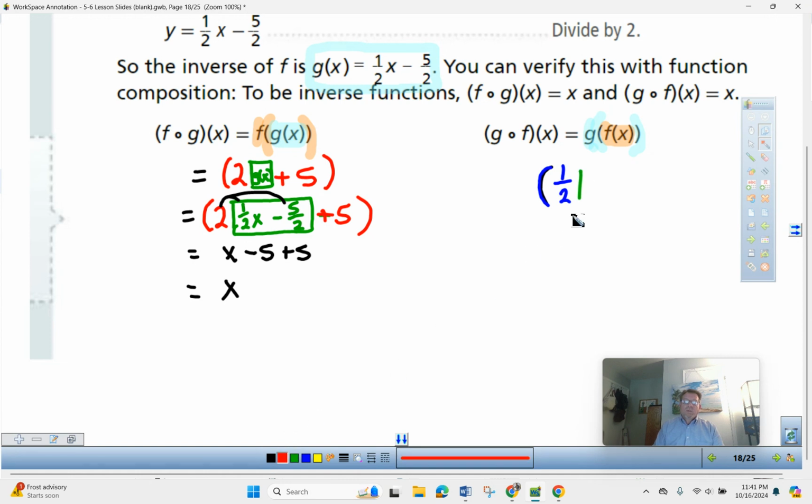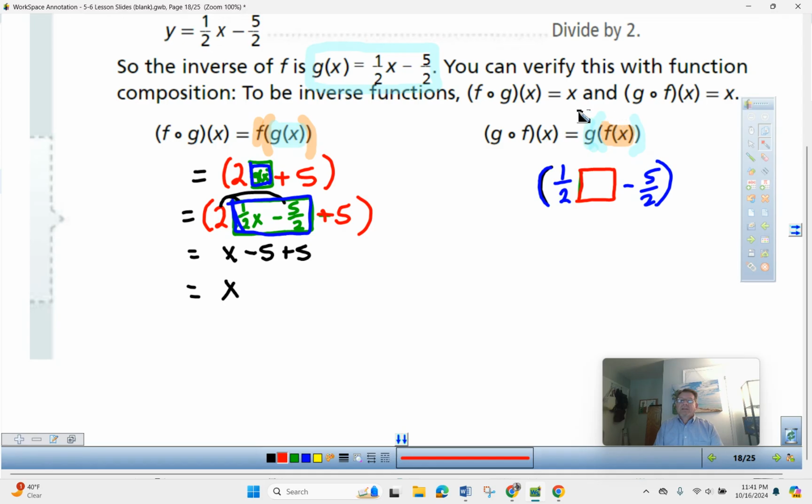Whoops. That was supposed to be blue, wasn't it? Sorry. Got my color coordinating off. Yeah, all that was supposed to be blue. Sorry. That's what messed it up. Let's see, that's 1/2 x, and then minus 5 over 2.